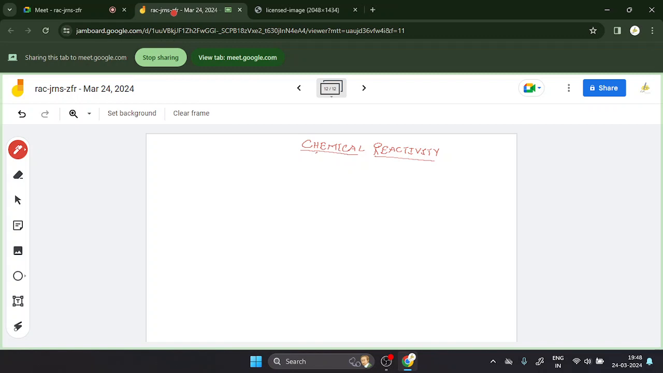So the criteria for reactivity are different in metals and non-metals. If the metal can easily lose the electron, then it is highly reactive. And if the non-metal can easily gain the electron, it is more reactive. Clear about this? So let's discuss then.